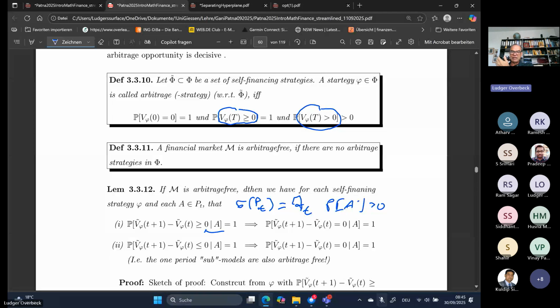This means if you want to make money up to time capital T, you somehow have to make money somewhere in between. And if you can't do it somewhere in between, you can't do it up to time capital T. That's natural, but of course, in mathematics, you have to prove something like this.